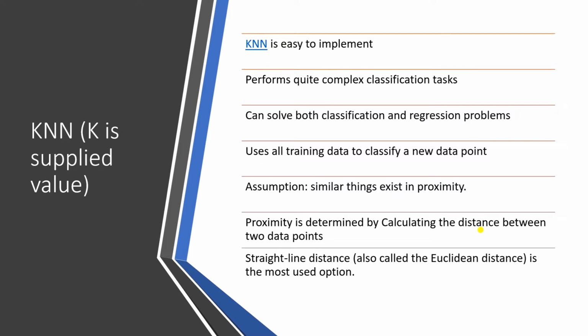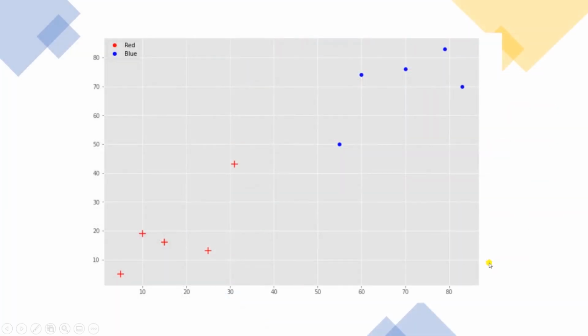The KNN algorithm assumes that similar things exist in close proximity. In other words, similar things are near to each other. KNN determines the distance with a straight line between two data points. This is referred to as the Euclidean method to determine the distance. Let's see this algorithm in action with the help of a simple example.